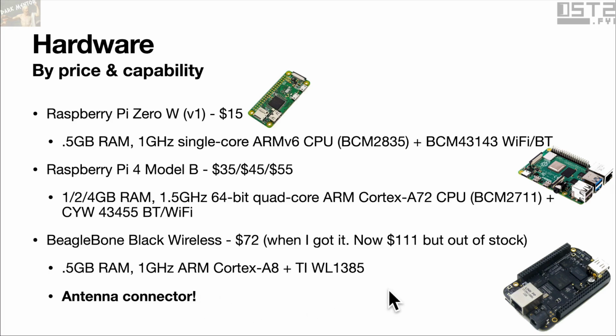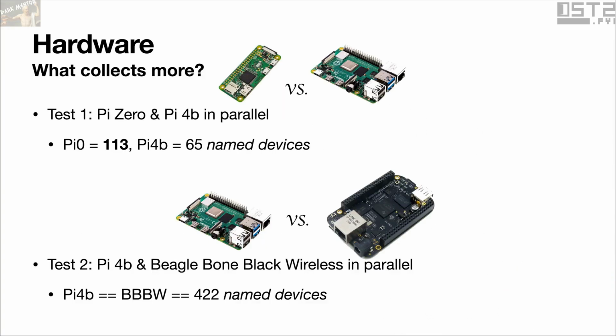So when it comes to price, the clear winner is the Raspberry Pi Zero, but I wanted to see whether or not this BeagleBone Black would actually collect more information with its antenna. I did various ad hoc experiments over time where, for instance, I would be sniffing with two devices at the same time, and the Pi Zero caught 113 named devices to only 65 named devices by the Pi 4. I'm not really sure why that is, and I haven't dug into it too much.